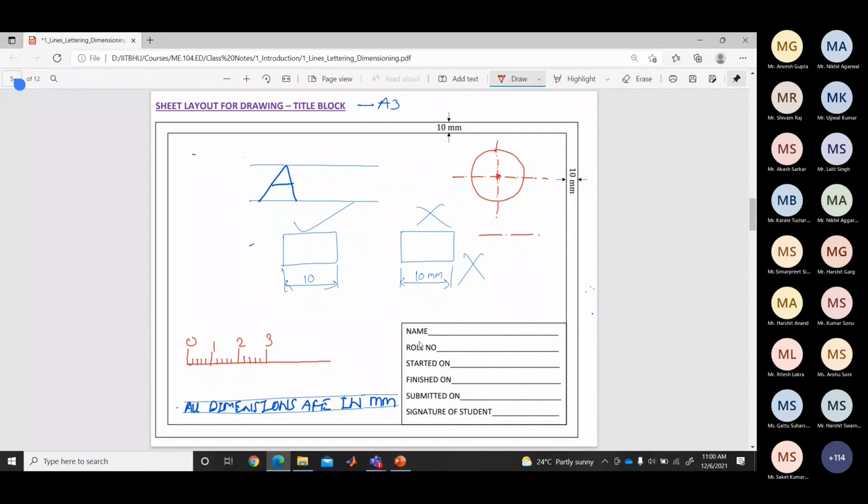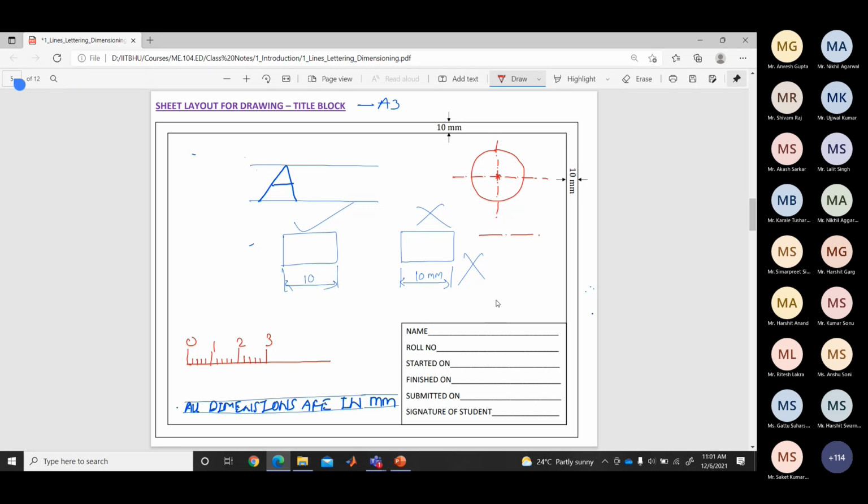Sir, if we are having multiple pages in a PDF, then do we have to make the title block on every page or on the front page only? I think you make it on every page. Then we should draw in the remaining area. Yes, you draw in the remaining area. Do not make the title block too big. And you can use the other side as well, no problem.